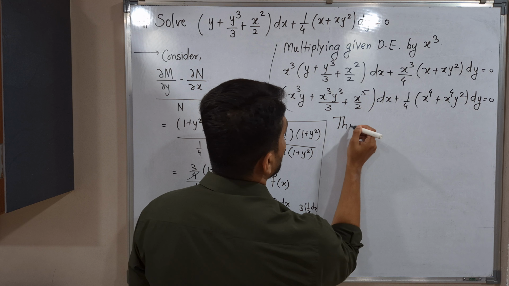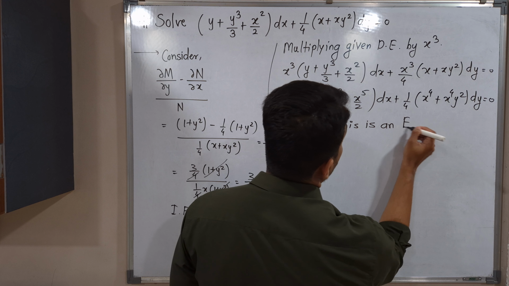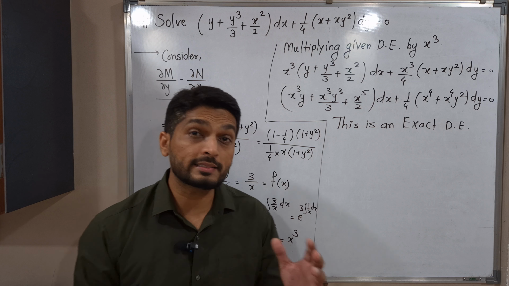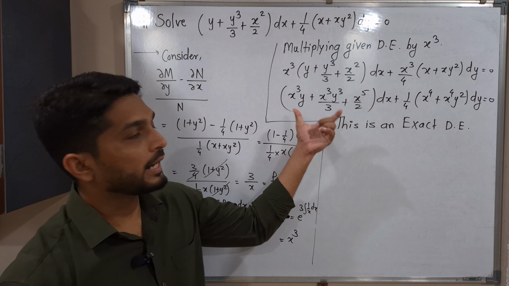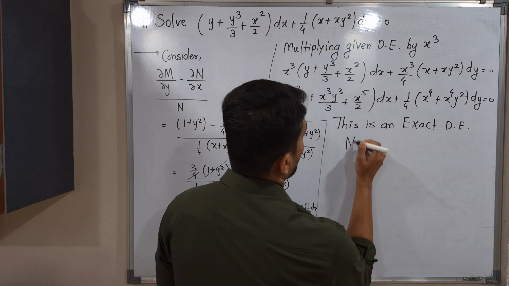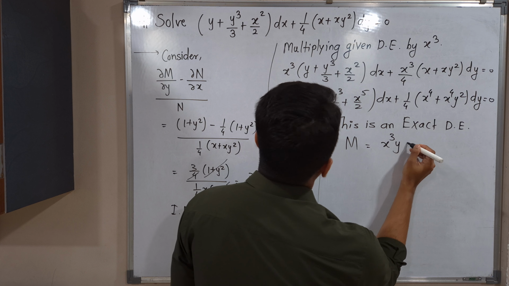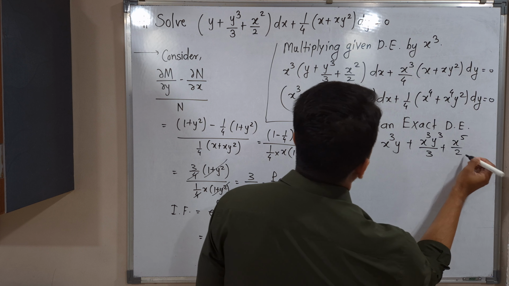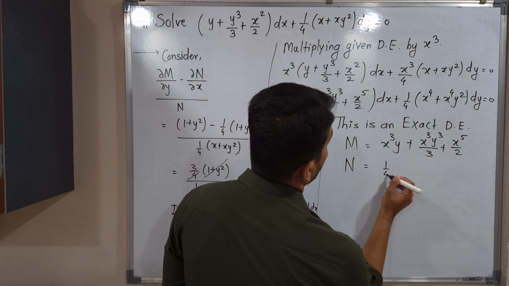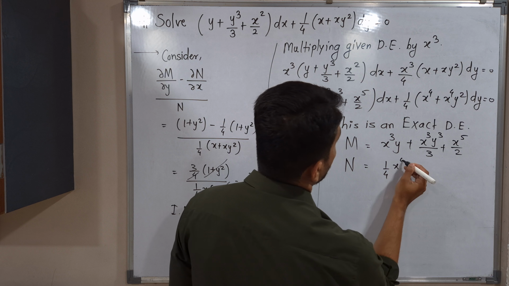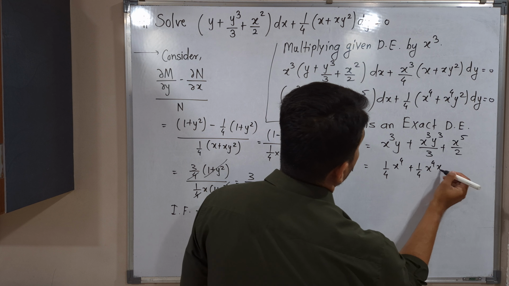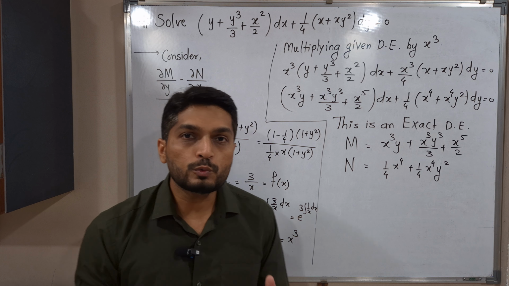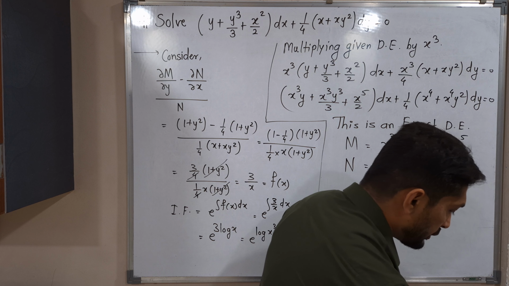So this is an exact differential equation. That means basically we had a non-exact differential equation, and we converted it into an exact differential equation. So this is our new M and that is our new N. Let me write. What is our M? x cube y plus x cube y cube by 3, x raised to 5 by 2, and what is our N? 1 by 4, you can take the product also. So 1 by 4 x raised to 4, 1 by 4 x raised to 4 y square. Sorry, my mistake, y square. So this is an exact differential equation. We got M and N. So now we have to find the solution of this equation. See, let me tell you, the method is quite simple.